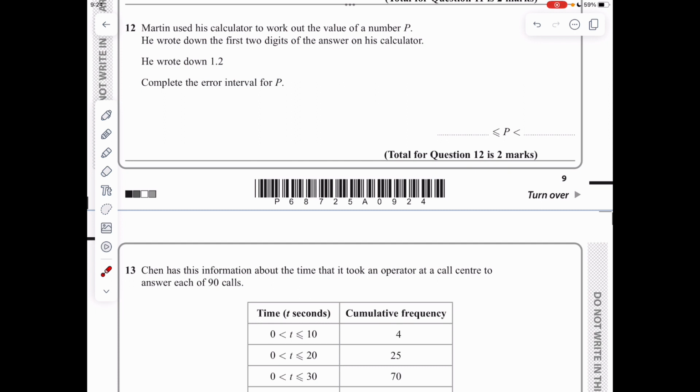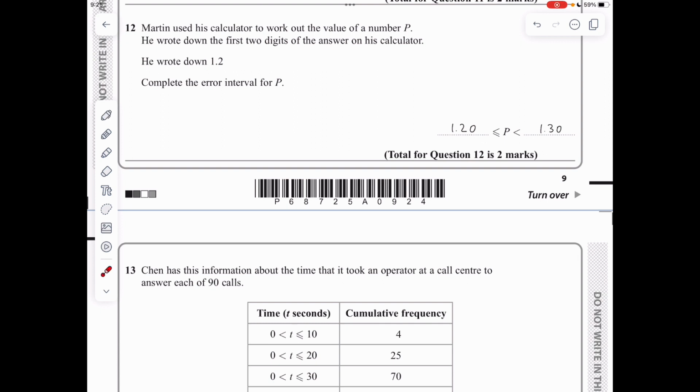In 12, Martin used his calculator to work out the value of a number p, and he wrote down the first two digits of the answer he could see on the calculator, and he wrote down 1.2. We need to complete the error interval for p. So imagine he's seeing 1.2 and the rest has not been recorded. So it could be anything between 1.20 up to 1.299999. So essentially anything less than 1.30, and this is the error interval for p.